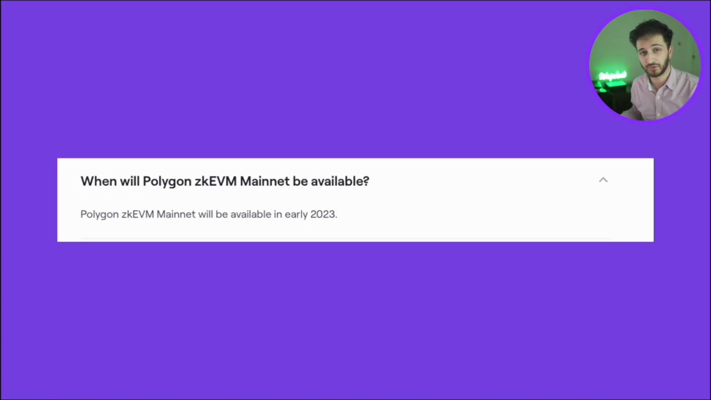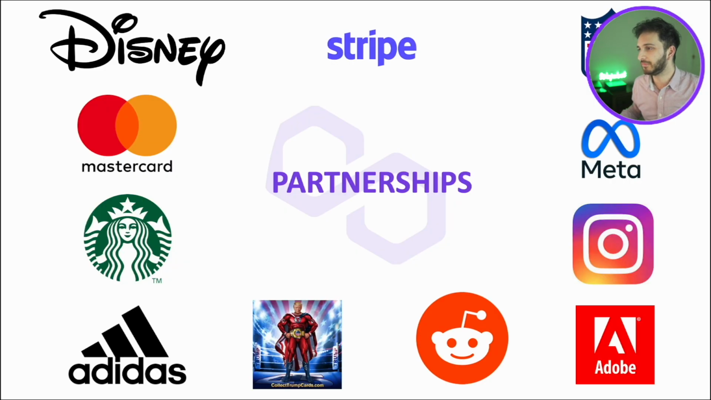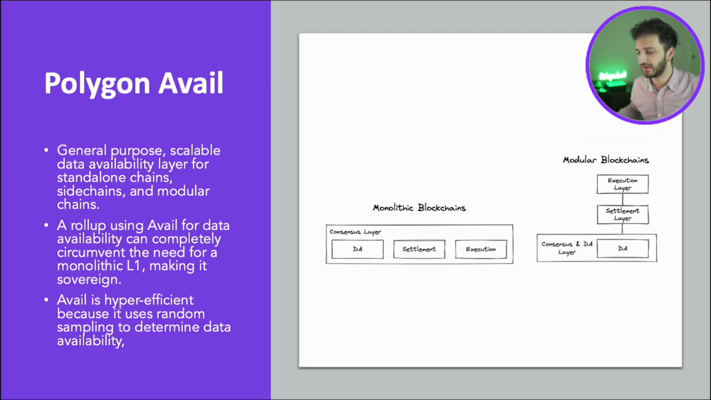Early 2023. Yeah, we're in early 2023 right now. So that's exciting. Let's see when that comes about. So yeah, anyway, that's pretty much all the scaling solutions.